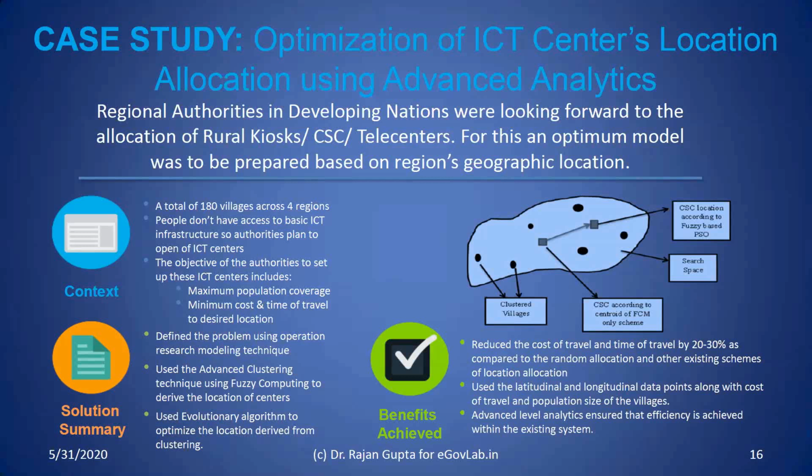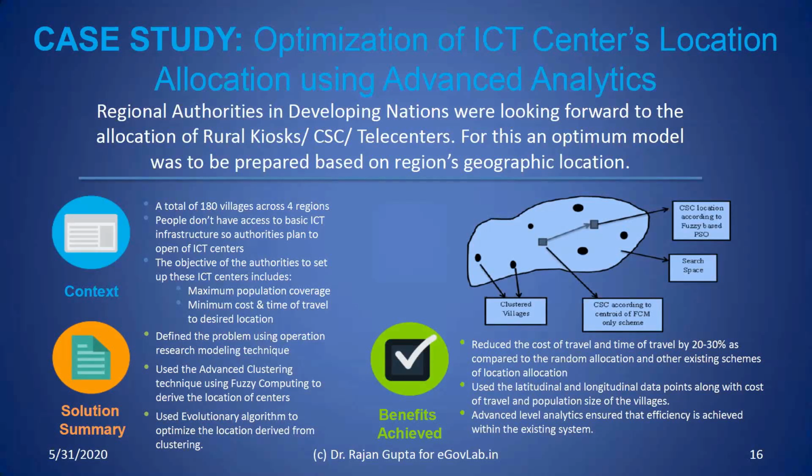Now, the problem that we solved, with respect to data science, was that we wanted to have these centers at an appropriate location. If these centers are located appropriately, then it can give the maximum population coverage and minimize the cost and time of travel to come to that ICT location and access that service. If that can happen, then yes, we can have an effective e-governance model in place.